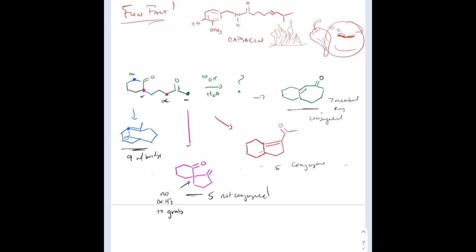Now you might be curious about the pink one. Why did we form that? Why didn't we form an alpha beta unsaturated ketone? And that's because there's no CHs to grab on at the alpha position from that carbonyl. And that's because it's a quaternary carbon. So that carbon only has carbon-carbon bonds and no CHs.